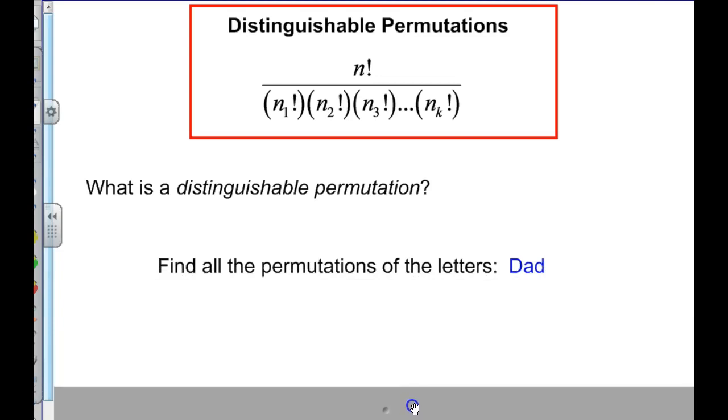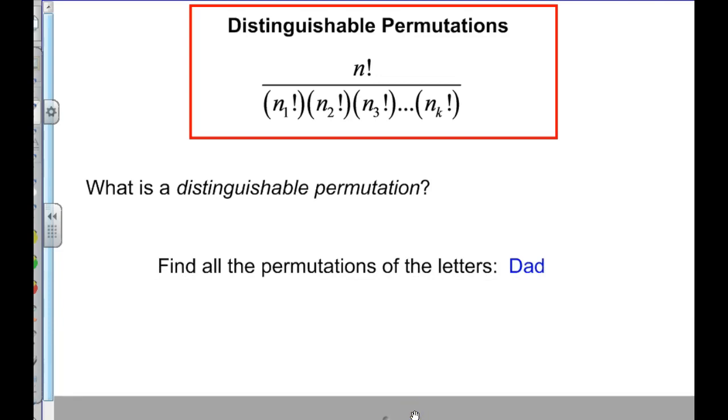Let's say you were taking all the permutations of the letters DAD, D-A-D. So let's just write down all the different ways you could spell DAD. Don't worry so much about capital letters here. So D-A-D.